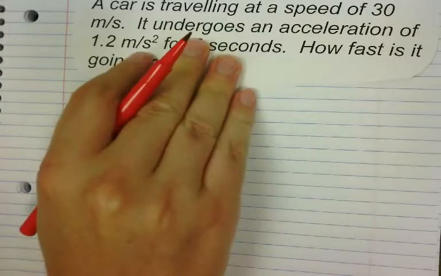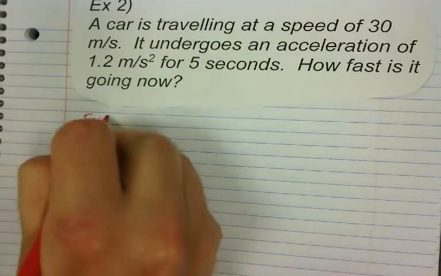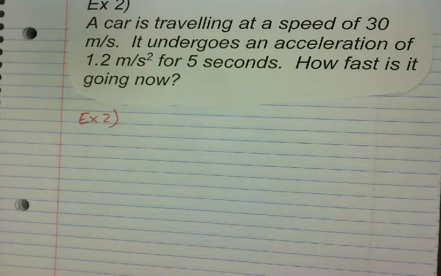For this example, I guess I should go a little bit lower on this. So in this example, we're going to have a car traveling at 30 meters per second, and it undergoes an acceleration of 1.2 meters per second squared for 5 seconds. How fast is it going now? Okay, so again, we always start with a picture.